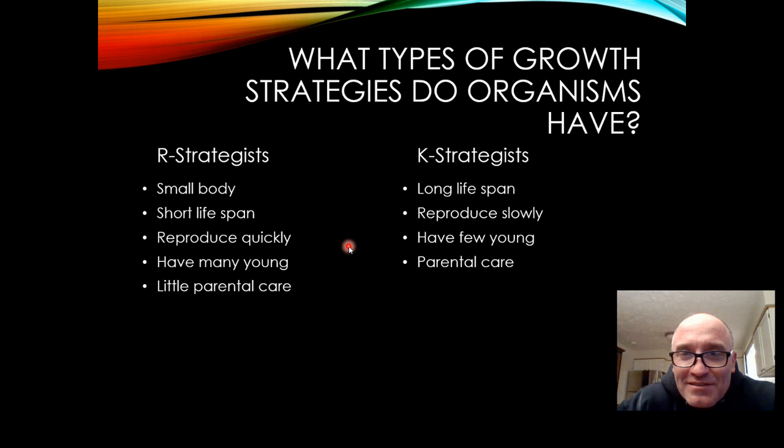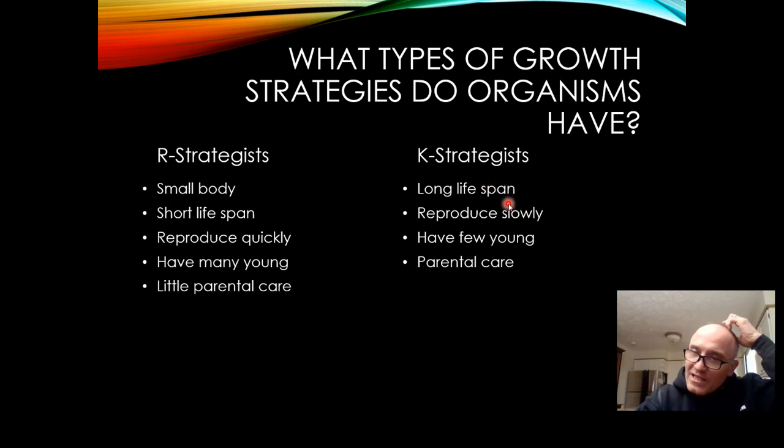K strategists are things that, again, are kind of the opposite end of the spectrum. Really long lifespans, reproduce really slowly, don't have many young at all, if more than even one. And then there's a lot of parental care. So these are kind of two ends of the spectrum. It's not like there's one end and then the other end. There's lots of things that are kind of in between. But a K strategist, like an elephant, for example, is a great example.